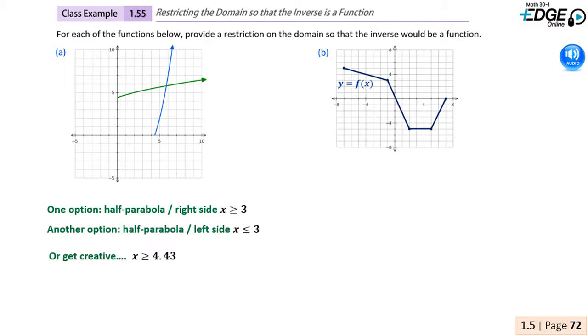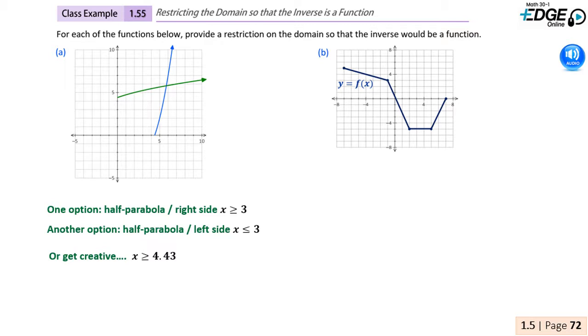X could be greater than or equal to 3, greater than or equal to 4, greater than or equal to 5. It could even be between positive 3 and positive 5. However, it couldn't be an answer like x greater than or equal to 0, because that domain would still include some part of both the left and right half of the parabola. So again, as long as you are to the right of positive 3 with nothing left of it, or you are left of positive 3 with nothing to the right of it, you will have an inverse that is a function.